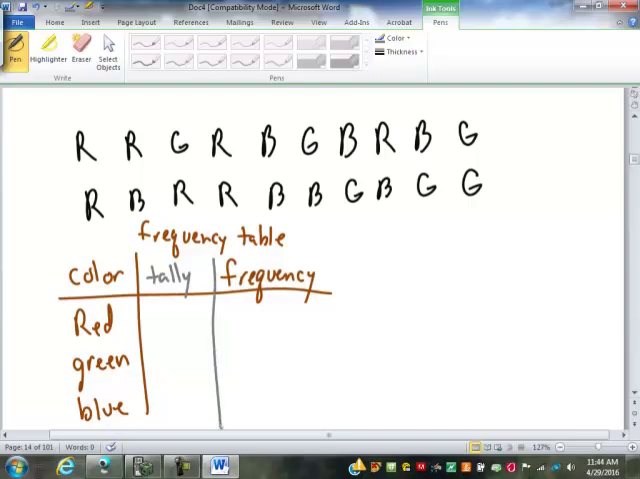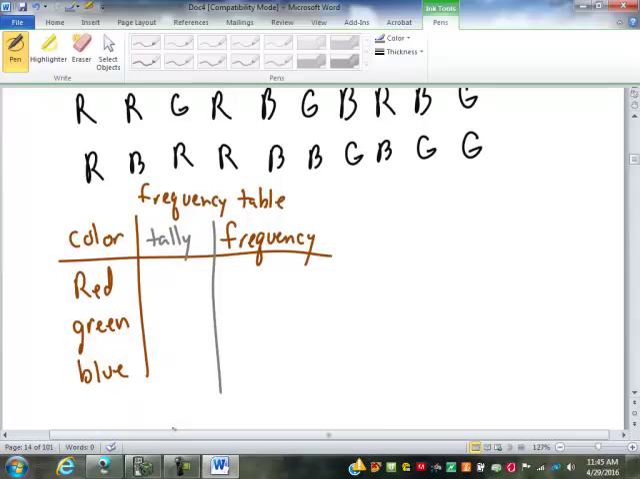I'm going to take this column out if I were to make a finished table to present in a paper or a presentation. I would take that column out of there and not include it. But while I'm working, it makes it a lot easier to set it up. So I'm just going to tally out. I've got red and red, green, red, blue, green, blue, red, blue, green, just crossing them off as I tally them.